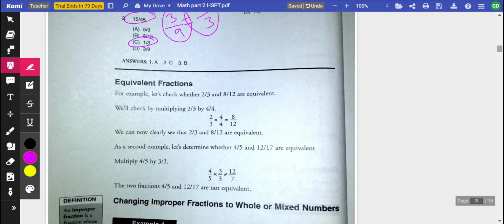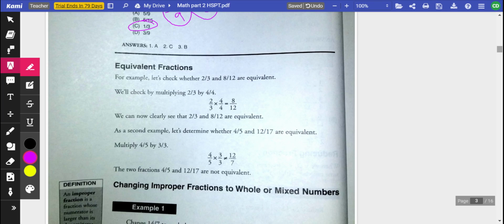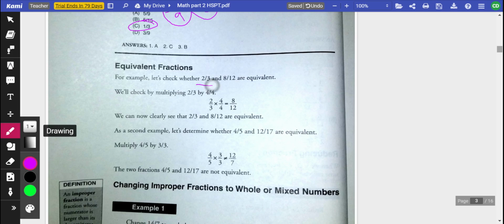Then the next part is equivalent fractions. So we want to see if this fraction is equivalent to this fraction. In this case, we want to see if 2/3 and 8/12 are equivalent to each other. So we're going to convert 2/3 into 12ths because then we can compare it. In order to get 3 to 12, you multiply by 4. So right here, they're multiplying 2/3 by 4/4. That doesn't change the value, it's just changing the denominator.